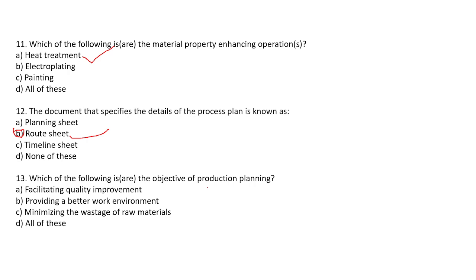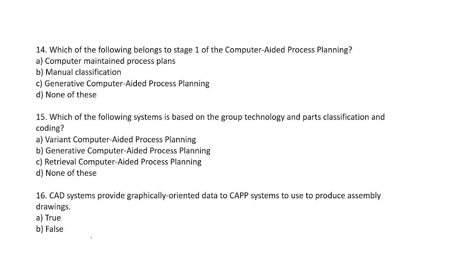The next one is: which of the following are the objectives of production planning? While discussing the previous questions on production planning, we saw its overview. It works toward quality improvement, it should provide a better work environment, and it minimizes the wastage of raw materials. All three options are correct, as we have already discussed in the production planning process. So this is the correct option.